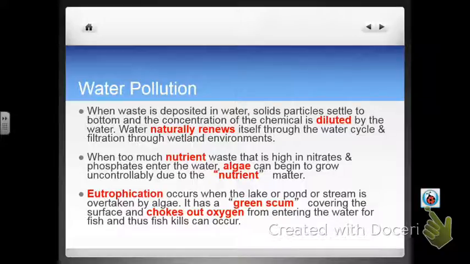And when the lake, pond, or stream gets overtaken by algae, there's just way too much algae in it, and it has this green scum-like effect covering the surface. That's going to choke out all oxygen from entering the water. Because you've got so much decaying plant matter in the water, you're going to have a lot of bacteria action, and the bacteria are going to take what oxygen is in the water for their processes, and therefore fish are deprived of dissolved oxygen, and you will have fish kills in many places where eutrophication takes place, and essentially the body of water becomes a dead zone.